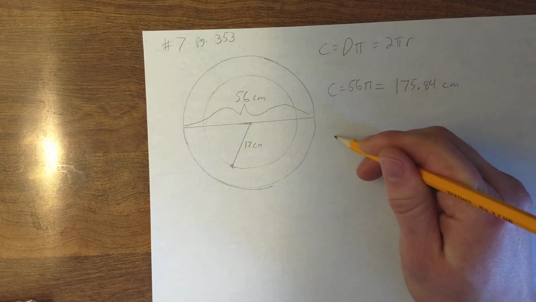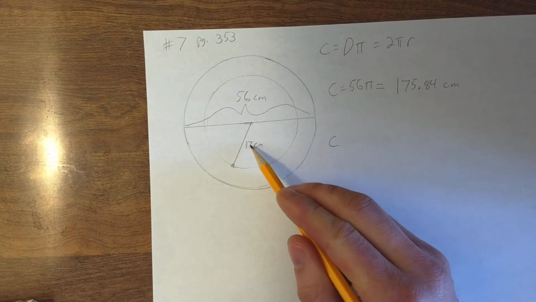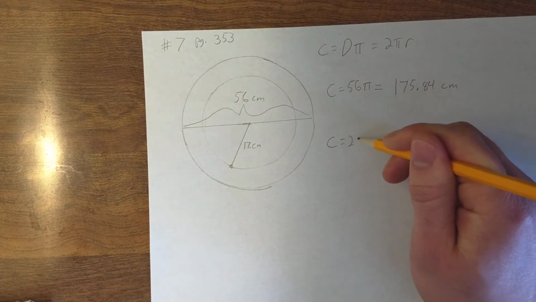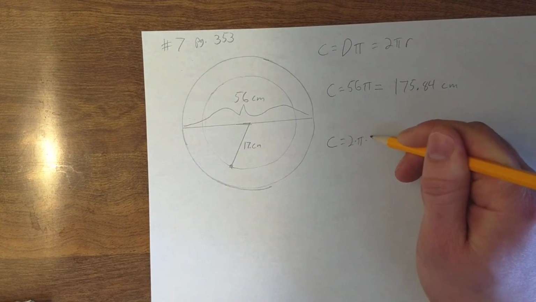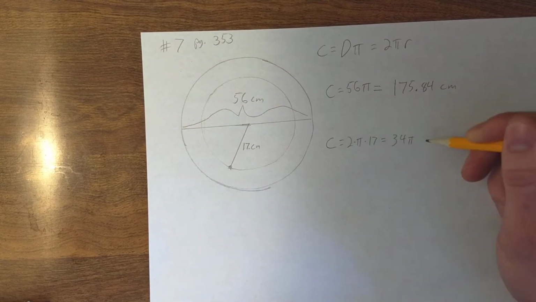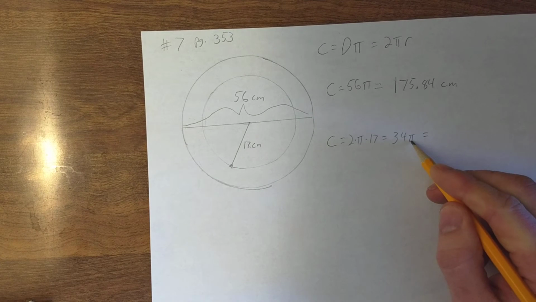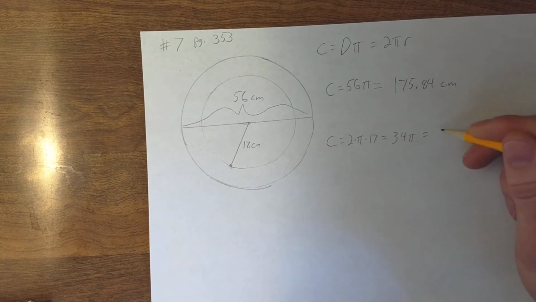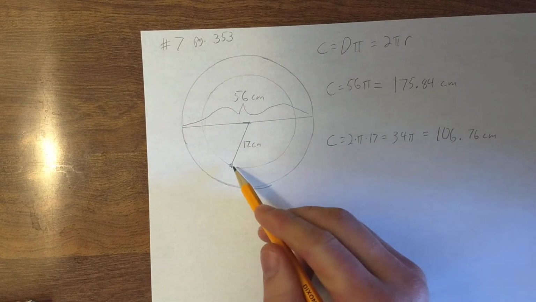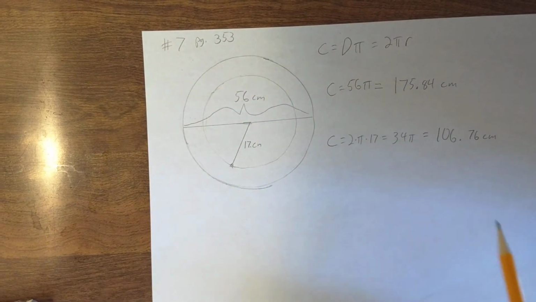Now I'm going to do the same thing for the other, except this time I have a radius, so I'm going to use this formula. 2 times pi times 17 equals 34 pi. Then again, I'm going to substitute 3.14 in for pi, so that's going to be 106.76 centimeters, and that is the distance around this circle.